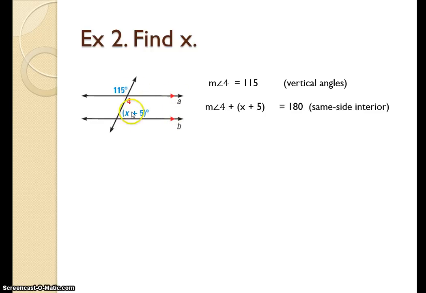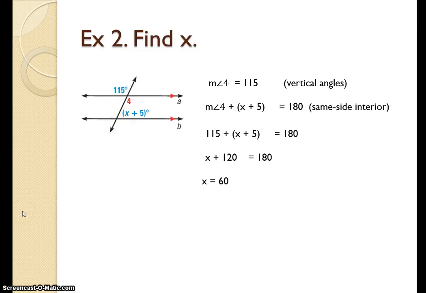Same side interior, consecutive interior. This is the only one that was different than the others. These are adding up to 180. They're supplementary. So I know angle 4 plus x plus 5 equals 180. And I'm going to substitute that 115 in. So 115 plus x plus 5. We're in algebra town now. Combine like terms, subtract from both sides. I know that the value of x is equal to 60. Now I can put that back in and get this as 65. And I already knew that this was 115, and so on and so forth.